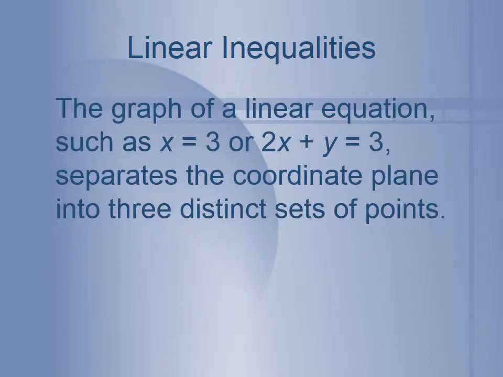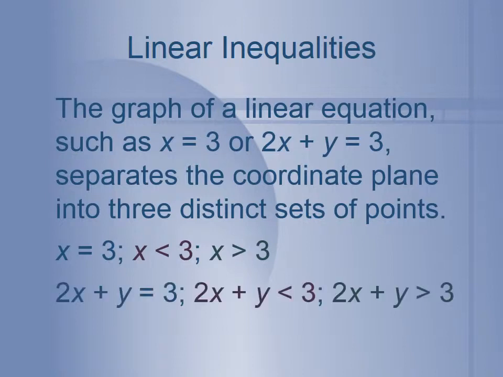All right, so the graph of an equation, such as x equals 3 or 2x plus y equals 3, separates the coordinate plane, okay? The first section you have is the actual line, the line of x equals 3, the line of 2x plus y equals 3. Then you also have the set that's above x equals 3 and below x equals 3. So we represent that with the less than and the greater than symbol. Okay, and then the 2x plus y equals 3, that's one set of points, but you also have the points that are less than that, the less than symbol, and the points that are greater than that, the greater than symbol.